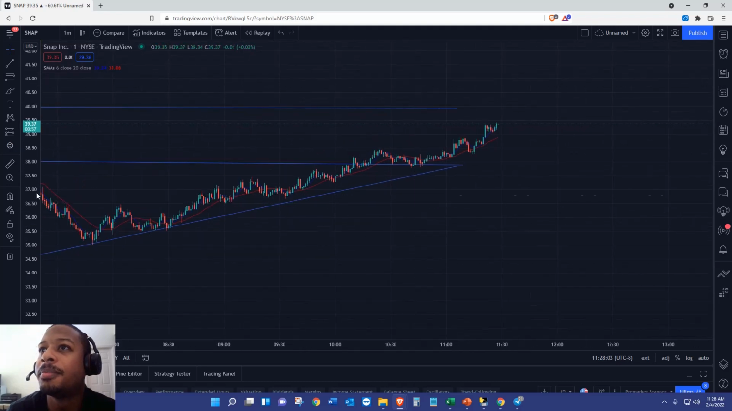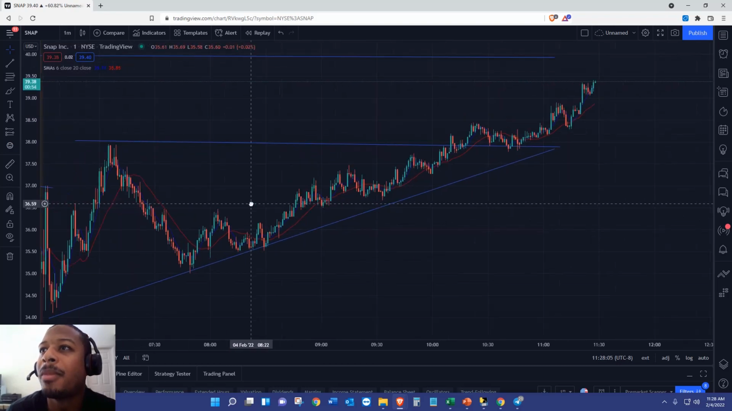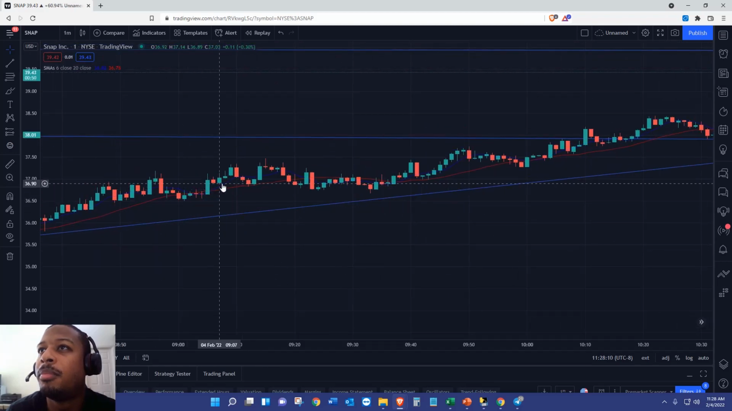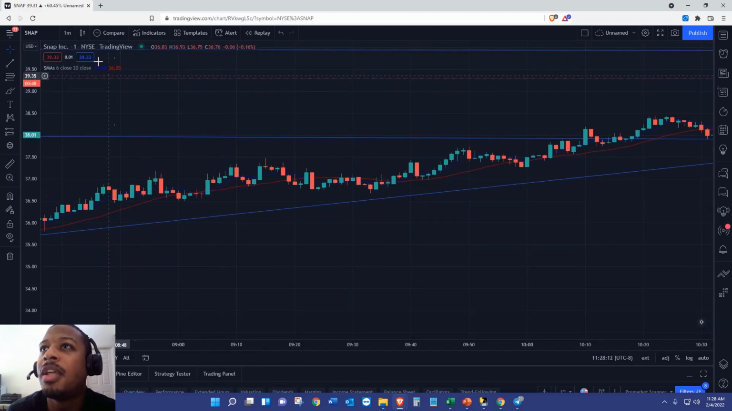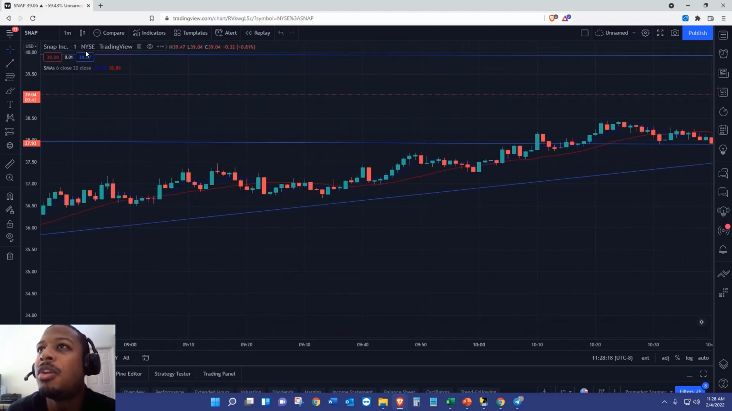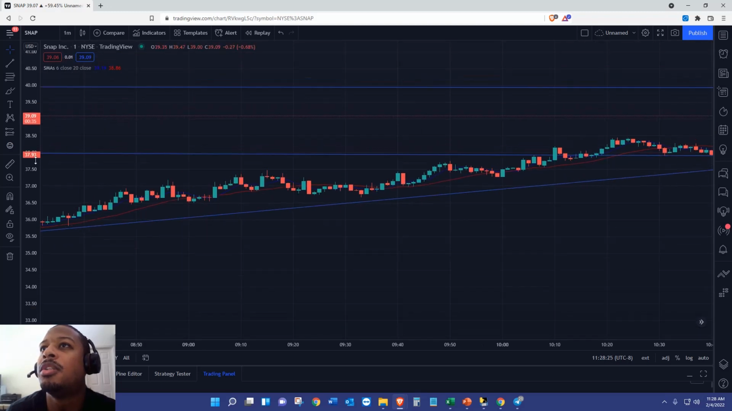So you see here, this is showing you the blue line and the red line. The red line is the 6 and the blue line is the 20-day. Now you can also change this, I believe. Let me click on this here. The color, if you wanted to.